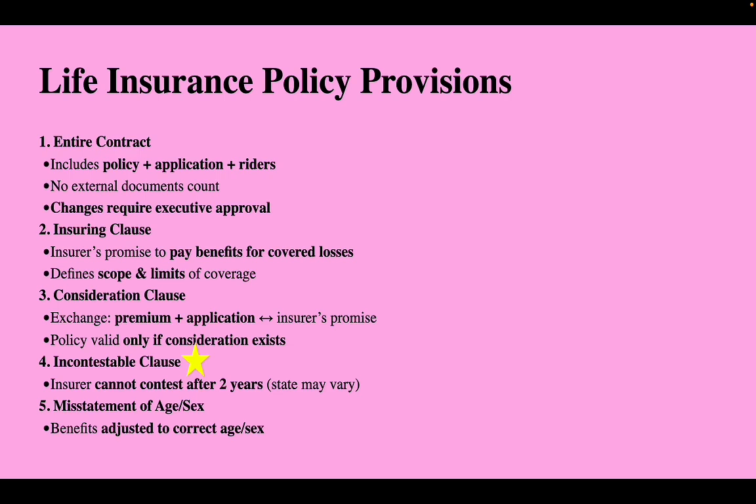Another key provision is the incontestable clause. After 2 years, sometimes different depending on state law, the insurer cannot contest the policy for misstatements or omissions made by the applicant, except in cases of fraud. Finally, if the insured's age or sex was misreported, the misstatement of age or sex clause allows the insurer to adjust the benefits to the correct amount rather than void the policy.